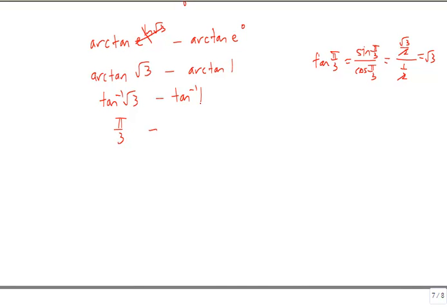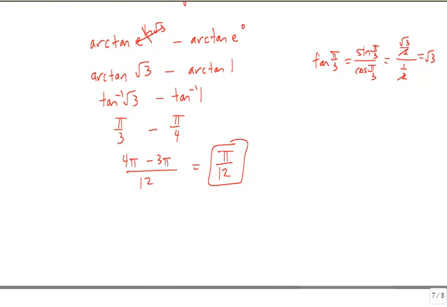Similarly, inverse tangent of 1, we did this one earlier, that answers pi over 4 because sine of pi over 4 is root 2 over 2, cosine of pi over 4 is root 2 over 2, so that cancels out to 1. So then if we get a common denominator of 12, this becomes 4 pi minus 3 pi, so our final answer, our final area, is pi over 12.